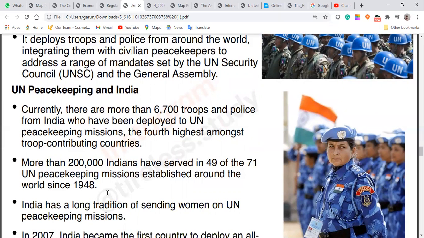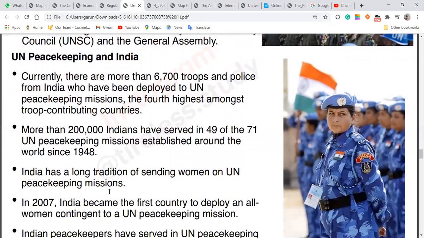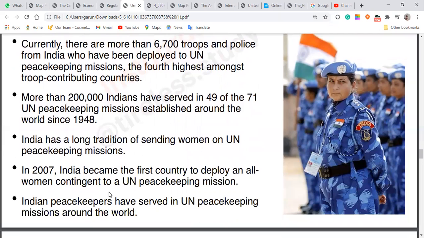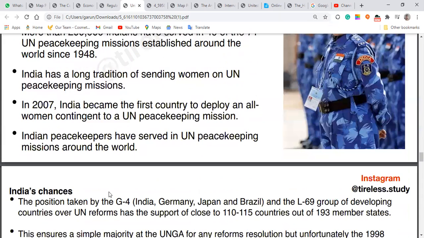India has a long tradition of sending women on United Nations peacekeeping missions. In 2007, India became the first country to deploy an all-women contingent to a United Nations peacekeeping mission. Indian peacekeepers have served in United Nations peacekeeping missions around the world.